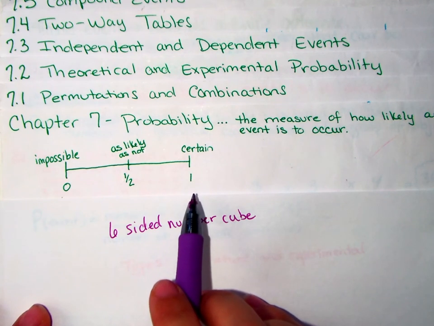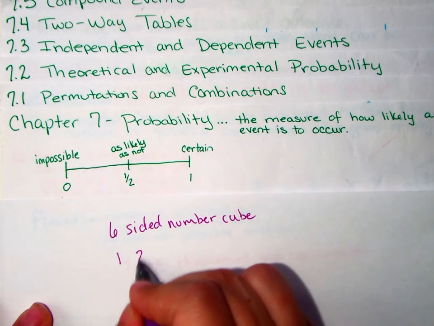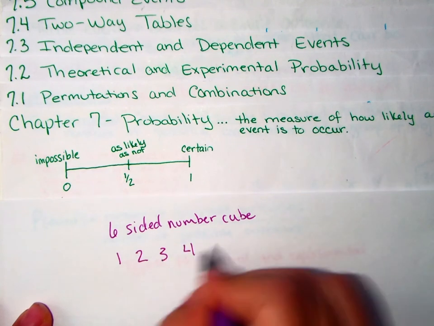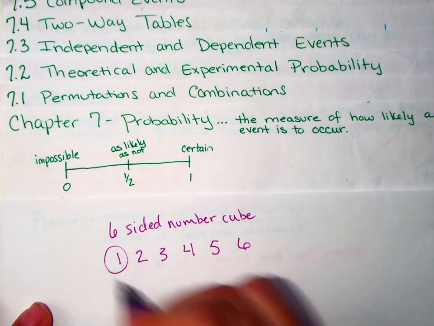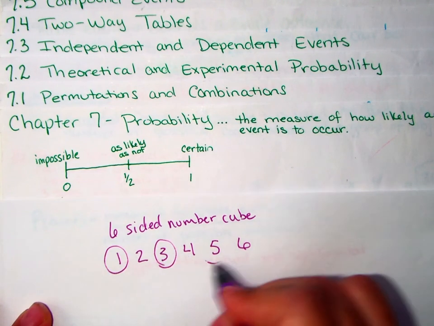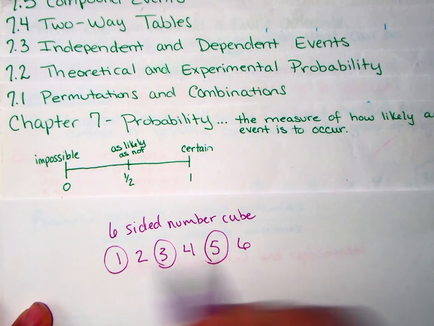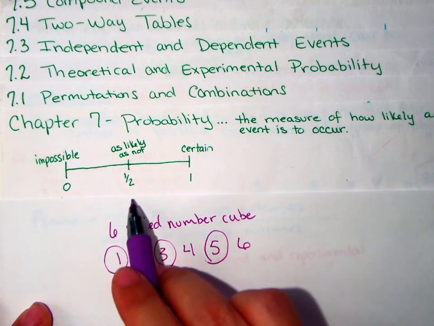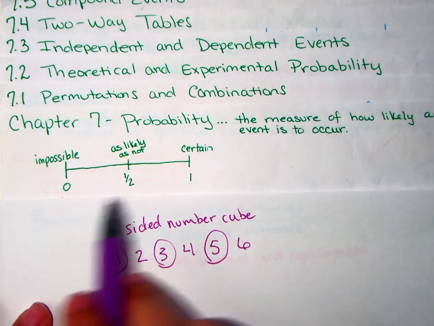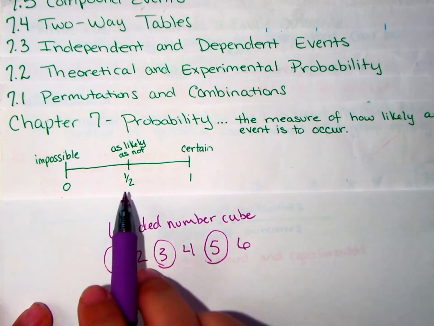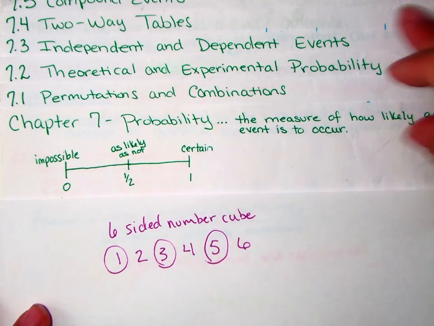Now, what's the probability of rolling an odd number? So I have 1, 2, 3, 4, 5, 6. What are my odd numbers? I have 1, 3, 5. So my probability would be 3 out of 6 gives me 1/2. Okay? So, impossible, as likely as not. It could go either way. Or 100%, we have certainty it will happen.